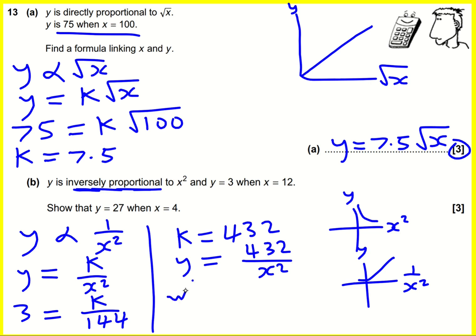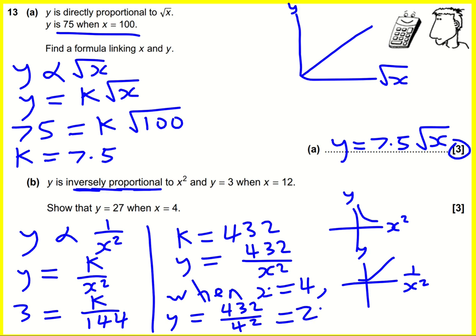Now I'm nearly there. We can check that our answer is correct. Sorry, my pen's playing up a bit. When x equals 4, y will equal 432 divided by 4 squared. I can then put that into my calculator and I get 27 as required. And that's all I need to do.